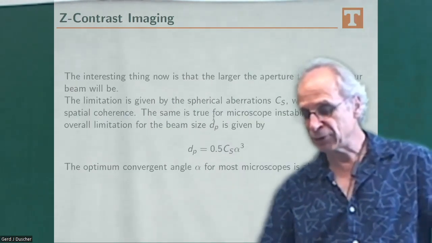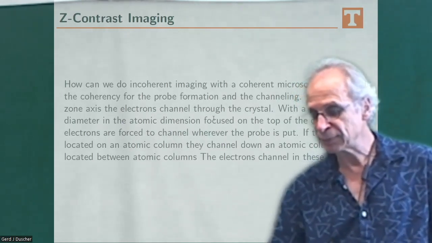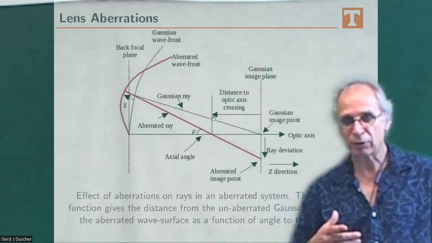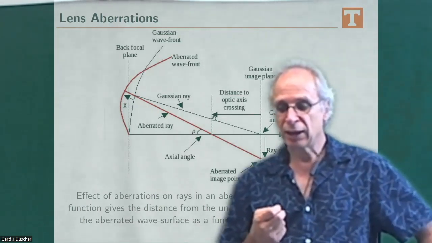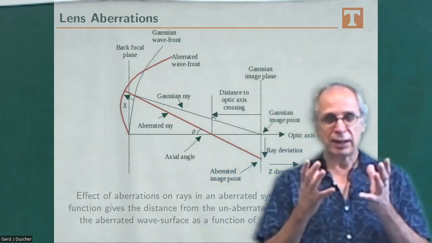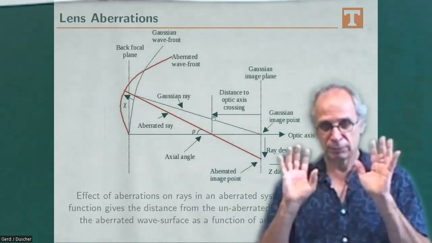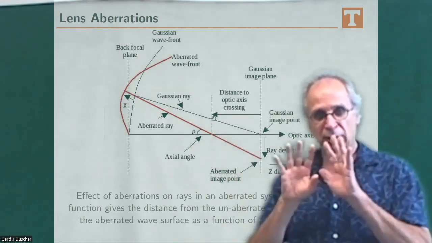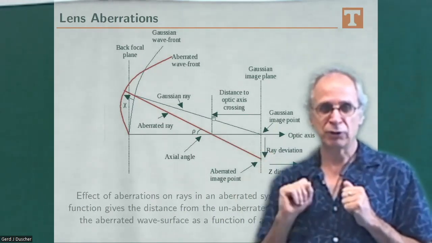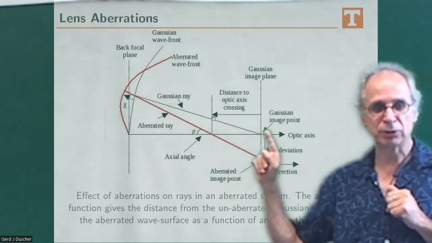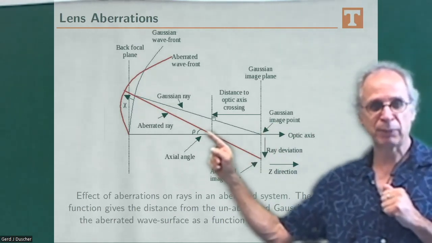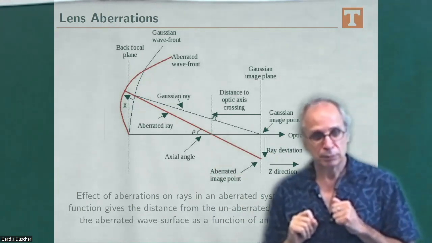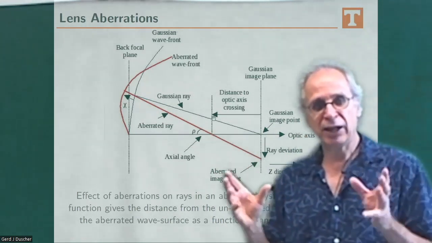Let's go through that a little bit faster because we talked about many of these things already. Now let's talk about lens aberrations. That is something we need. In an ideal case, all the rays of the electron microscope after the lens meet in a single point. That is the Gaussian image point. And so it's a back focal plane. So all of them go through this lens and meet exactly here. Any kind of deviation from that.